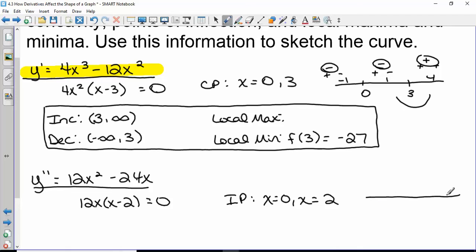So then we can do a sign line for those. So smaller than 0, maybe a negative 1. In between 0 and 2, be a 1, bigger than 2. And where do I plug those in? The second derivative. So if I put in a negative 1, 12 times negative 1 is negative. Negative 1 minus 2 is negative, so that would be a positive. We put in a 1, 12 times 1 is positive, 1 minus 2 is negative, so that's negative. Plug in a 3, 12 times 3 is positive, 3 minus 2 is positive, so that section is positive.